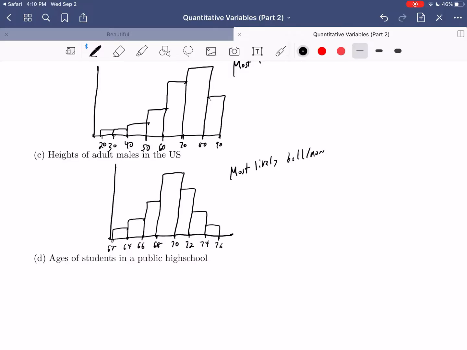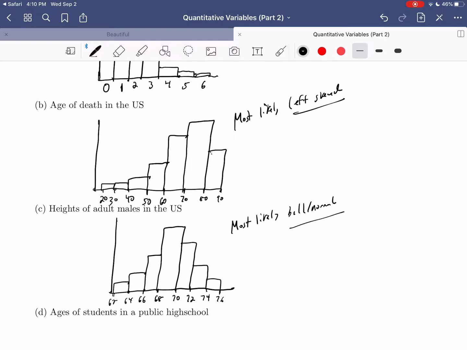bell-shaped, normal. Now, another way of thinking about this is that it would be equally shocking if, in a room of adult males, an adult male who was 8 feet tall walked in, as it would be if an adult male who was only 4 feet tall walked in. You would be like, wow, that person is very, very tall, that person is very, very short. Both are rare, so there are tails going both ways. It's equally rare to be way above average as it is to be way below average in terms of height.